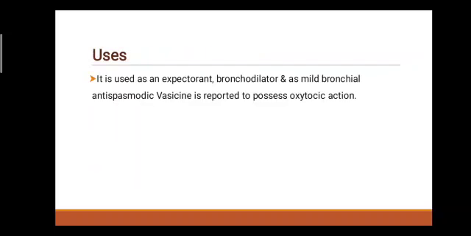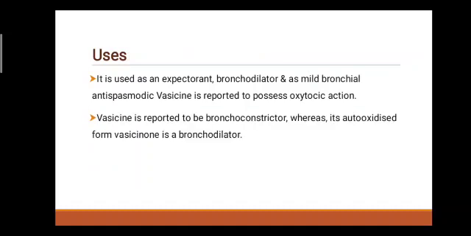Uses: it is used as an expectorant, bronchodilator, and as a mild bronchial antispasmodic. Vasicine is reported to possess oxytocic action. Vasicine is reported to be a bronchoconstrictor, whereas its autooxidation product vasicinone is a bronchodilator.